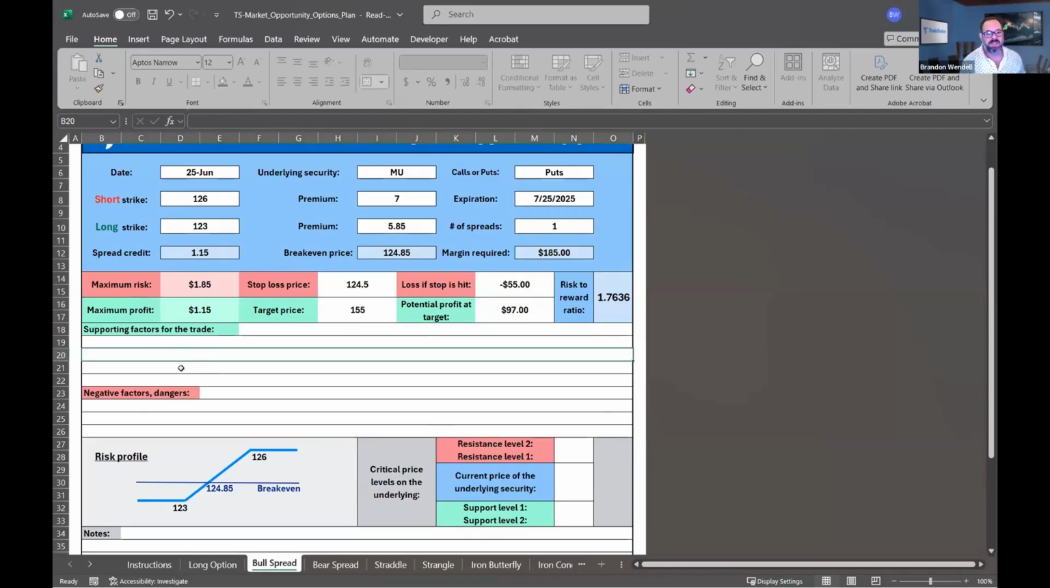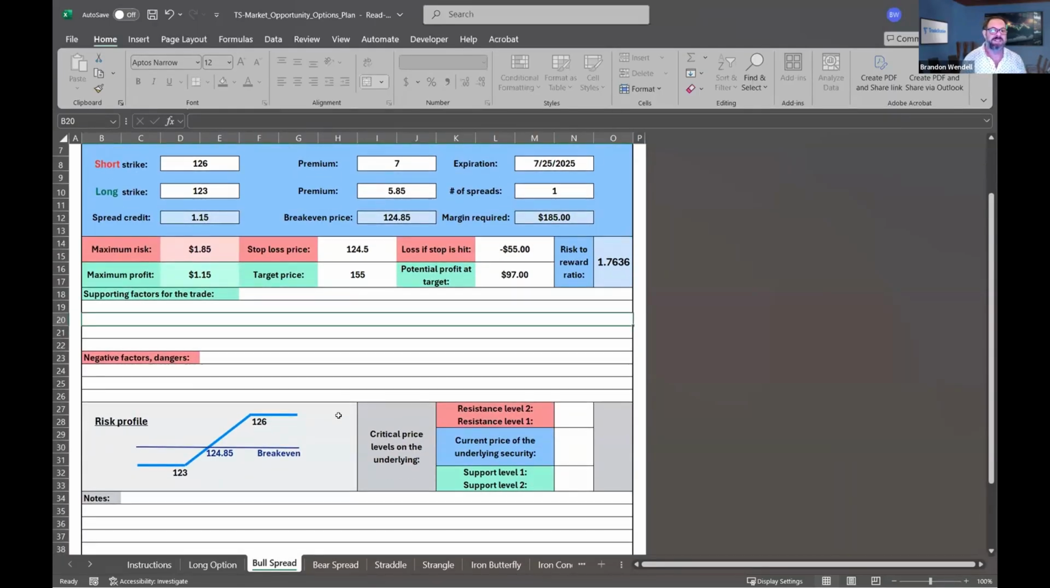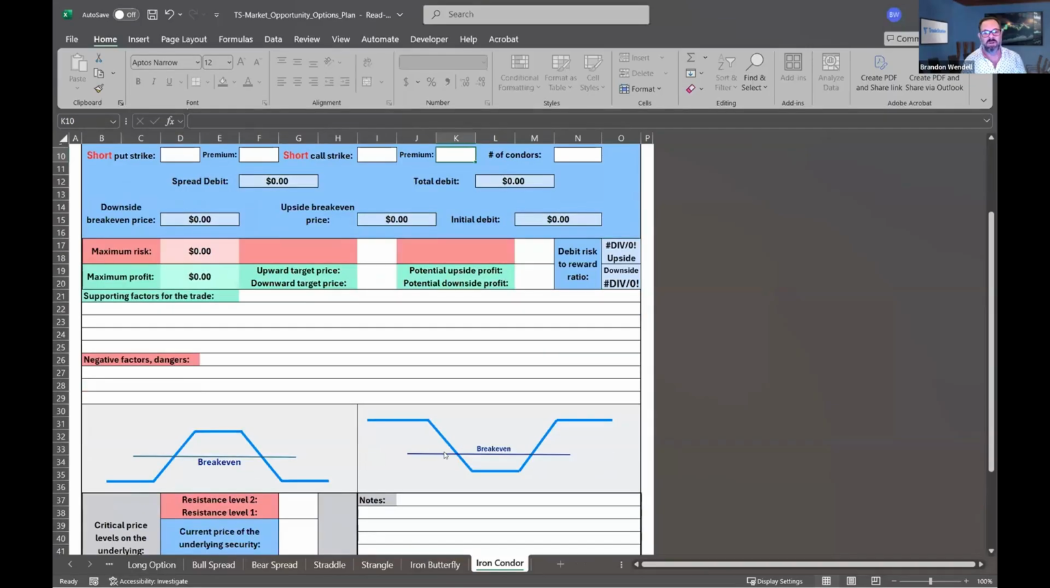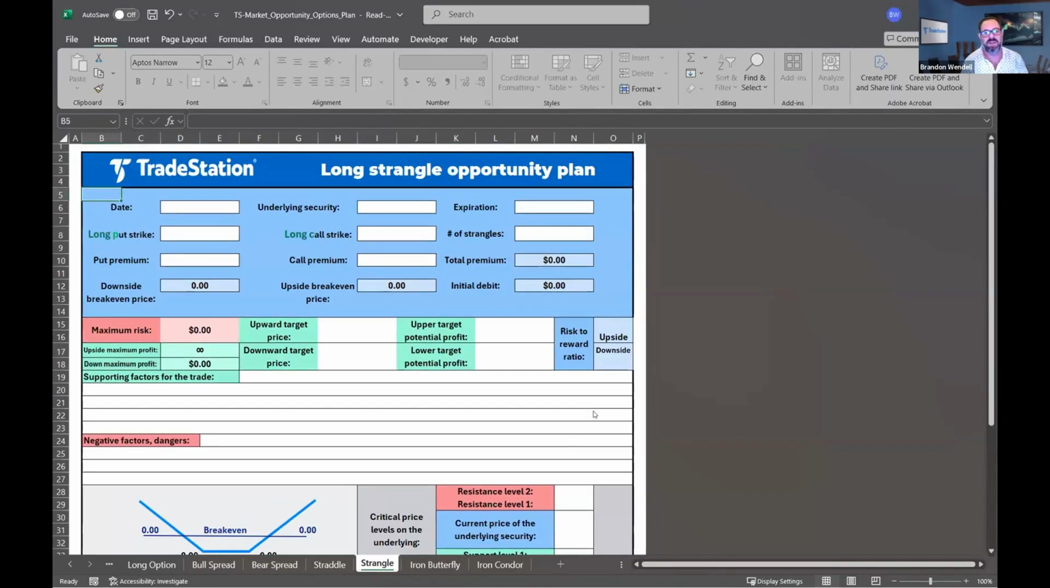I would again list out the reasons why I'm taking the position, anything that might be dangerous that could hold and cause a possible loss. By being aware of that, I'm more likely to be objective, like I said. And you can do that for all the different positions in here. Again, long iron condors, short iron condors, iron butterflies, straddles, strangles, all that.